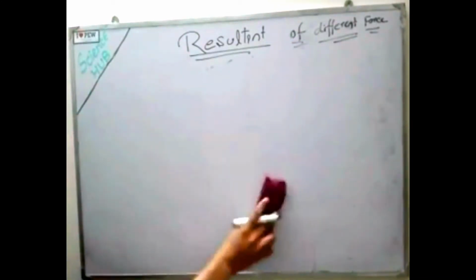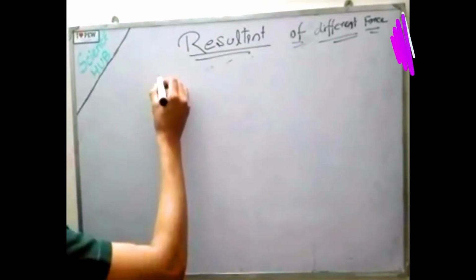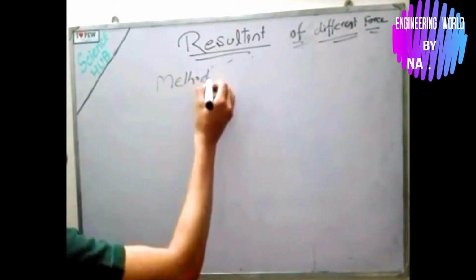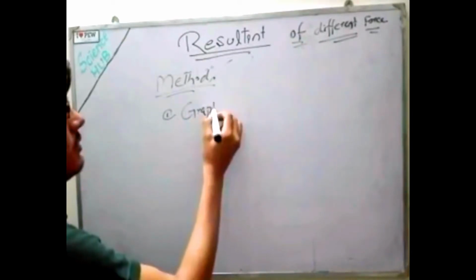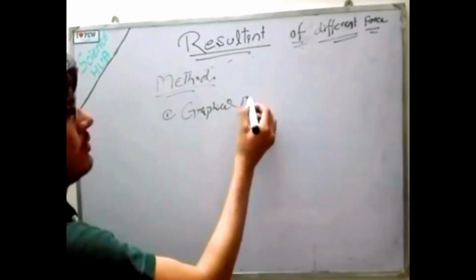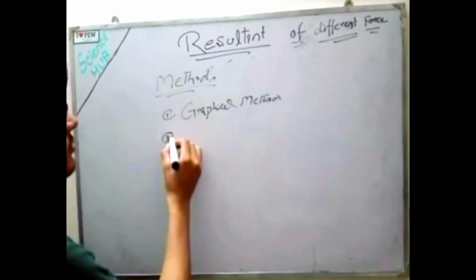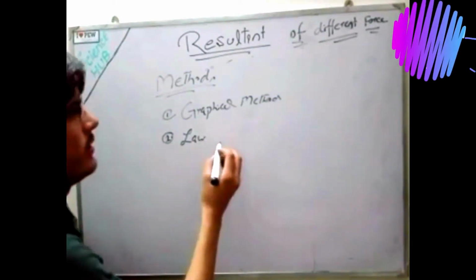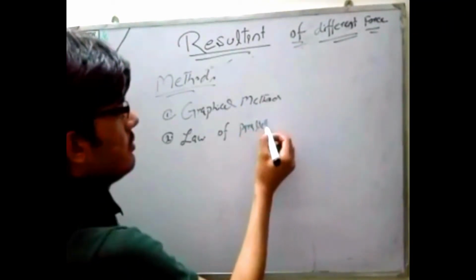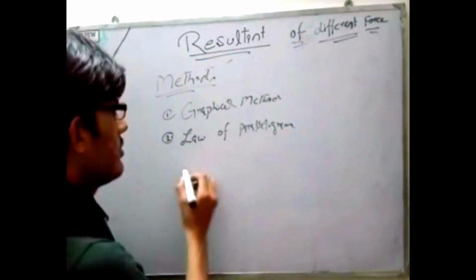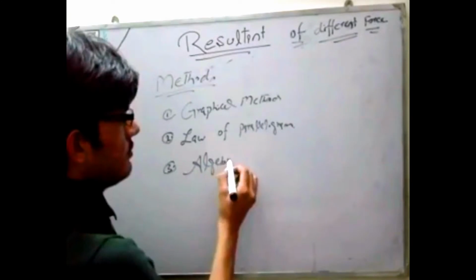Now come toward the different methods through which we can find the resultant of different forces. The first method is the graphical method. The second one is the parallelogram law. Through the parallelogram law we find the resultant. And the third is the algebraic method.